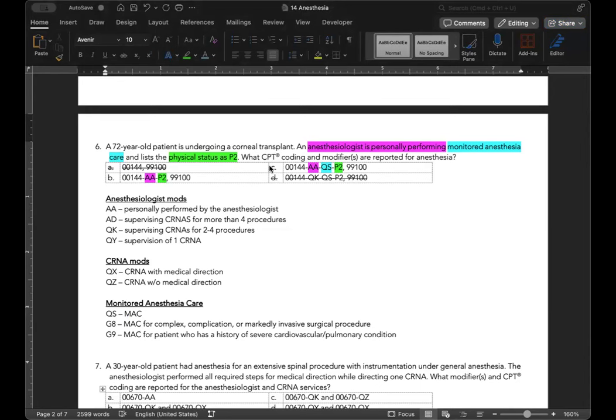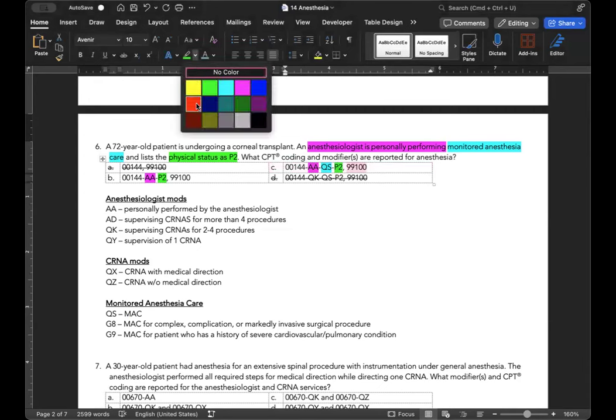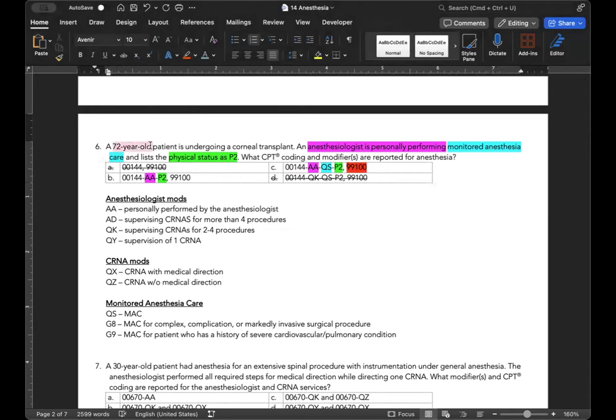Any other questions for that one? So our answer for this one is C. And then we've got our 99100 because it is a 72-year-old patient. So they are over the age of 70. So that meets the qualifying circumstances.